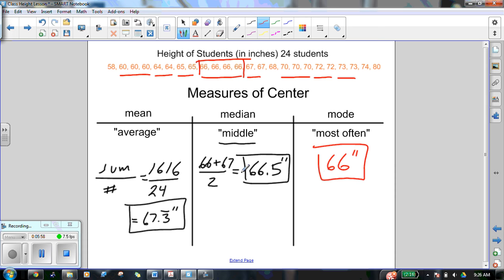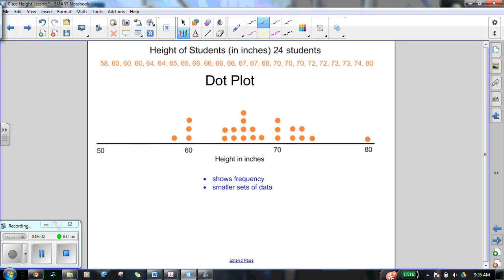Now let's take a look at different ways to represent this data in some sort of visual. The first one we're going to look at is a dot plot. A dot plot is almost like a number line. Down here we have inches starting from 50 to 80, and a dot represents every student. This is a great way to show frequency. We can see right here that 66 was repeated 4 times, whereas 65 was repeated twice and so forth.